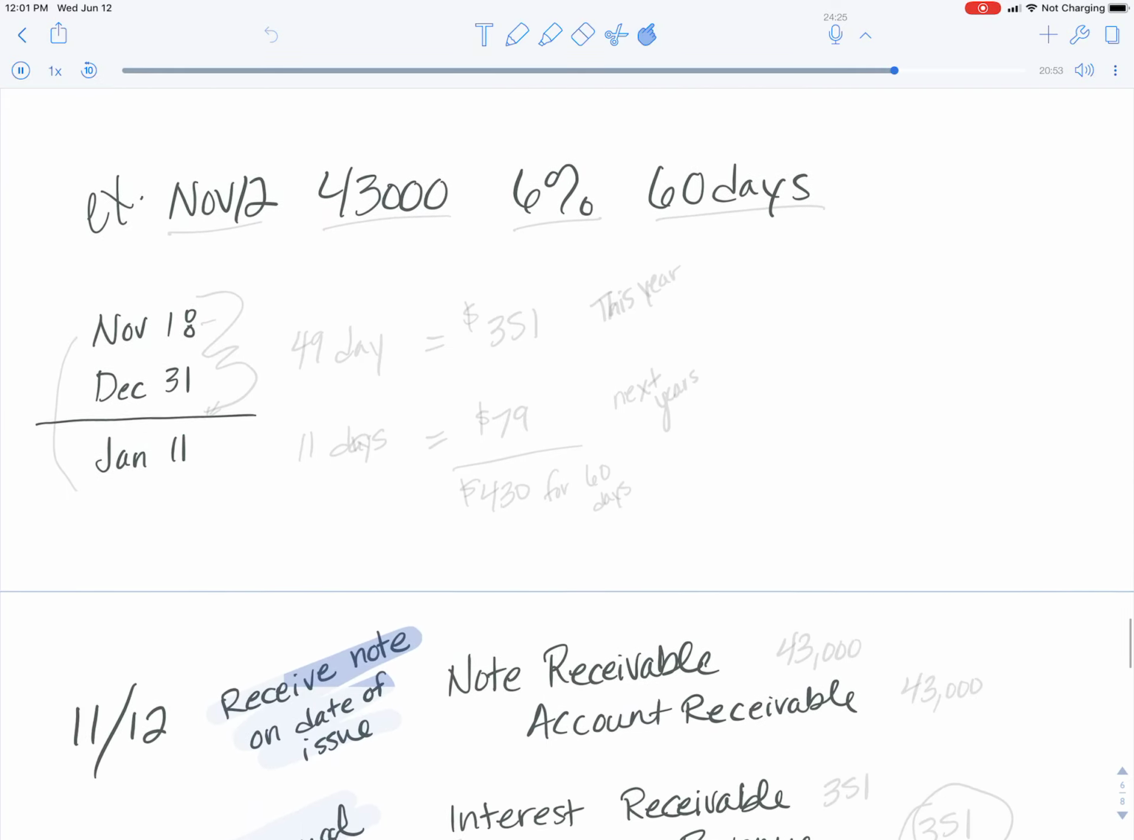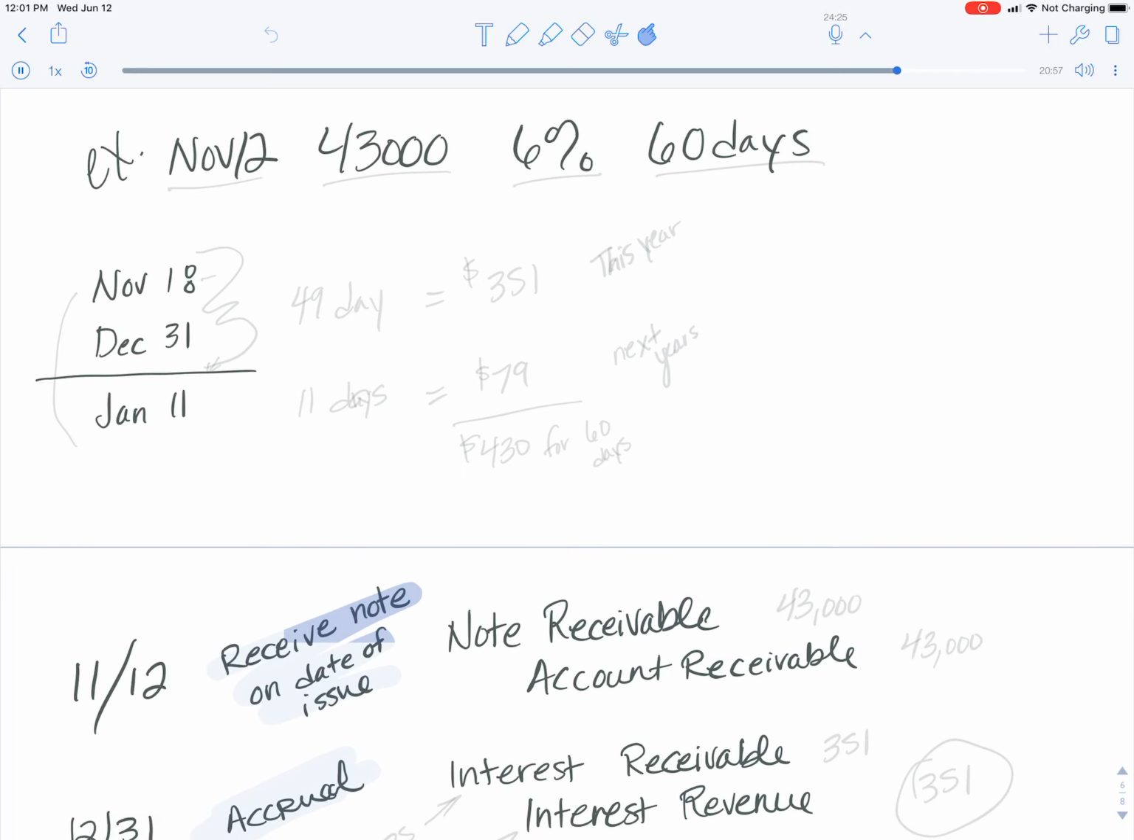Okay, let's look at another entry example. So we have a note with an issue date of November, and it's for $43,000, 6%, and the term is 60 days. Well, 60 days here is actually straddling a year end. So from November 18th to January 11th is 60 days, but we're going to have to record some interest at our December 31 financial statement.